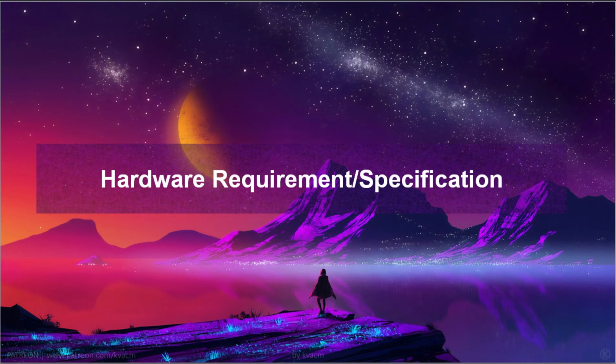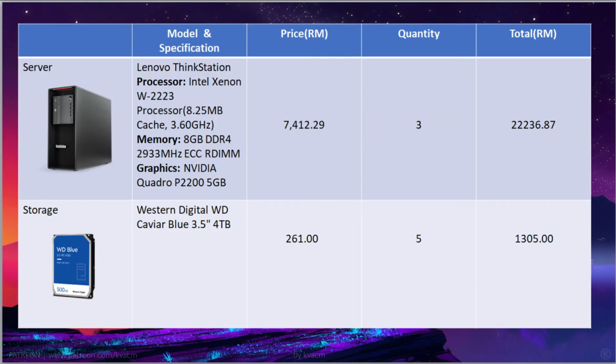Next, we go to hardware requirement and specification. For hardware, we need server and storage. For server, we need 3 units, which is amount 22,236 ringgit and 87 cent. Storage, we need 5 units, which is amount 1,305 ringgit only.